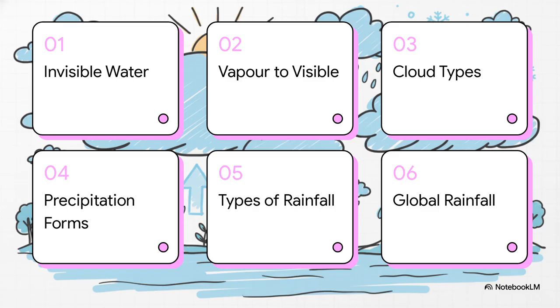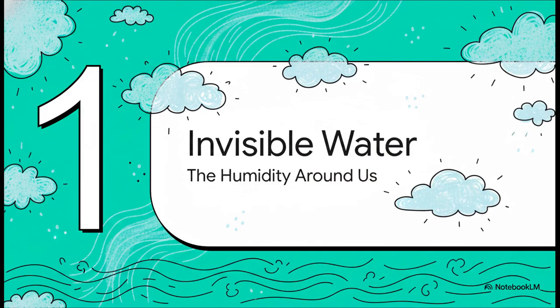Here's a quick look at our roadmap for this chapter. We are starting with the invisible water around us, moving from vapor to visible, identifying cloud types, checking out forms of precipitation, breaking down 3 types of rainfall, and finally mapping out global rainfall patterns. Section 1. The invisible water around us.